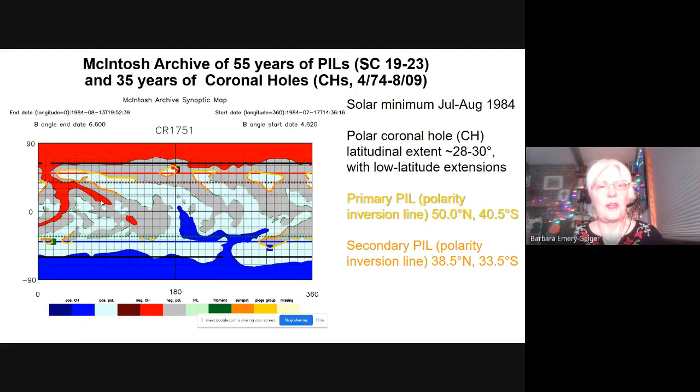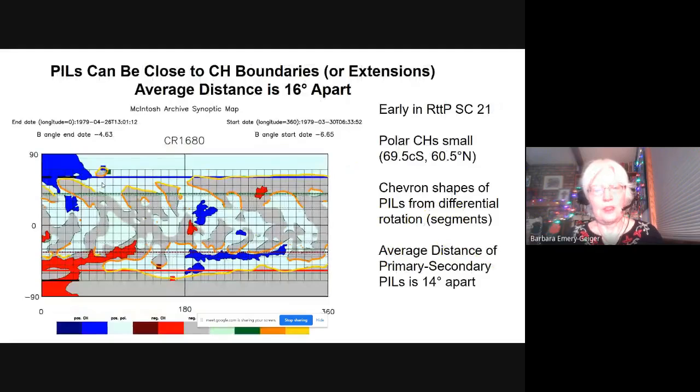And they're usually segments, but we find their medians. And we have 732 of these. So it's a very nice database. So this is the next example. This is early in the rush to the pole in solar cycle 21. The coronal hole is just a very small amount.